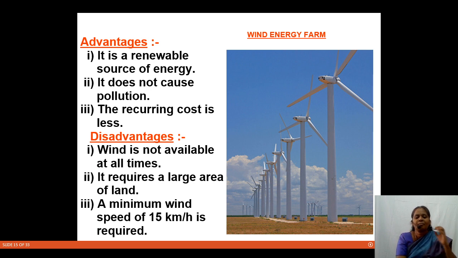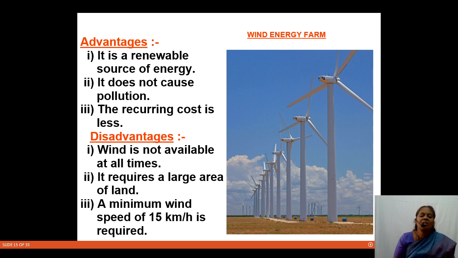So wind farms are there. Whenever the wind is blowing and the wings are rotating, the kinetic energy is converted to mechanical and then electrical energy. What are the advantages of wind energy? It is a renewable source of energy. It does not cause pollution. The recurring cost is very less, but constructing the windmill and wind farm is economically very high, a high cost.